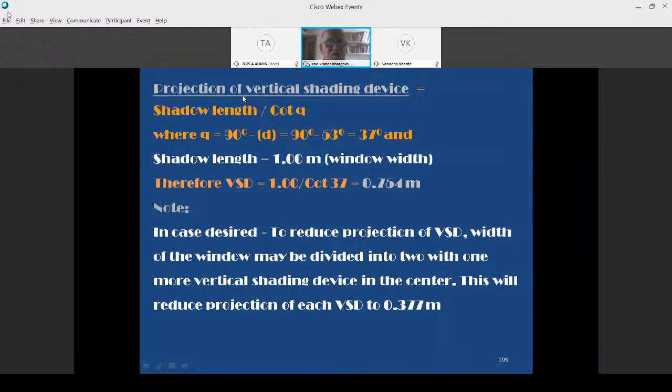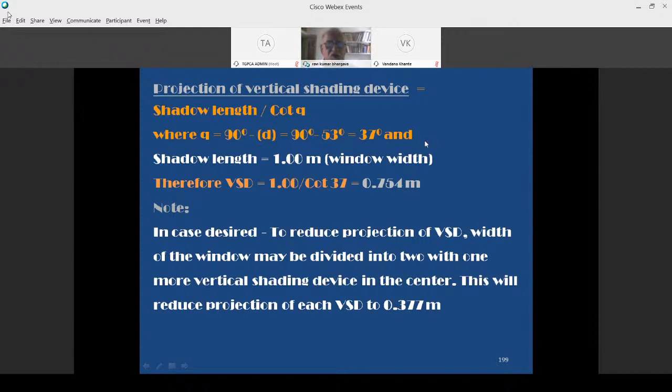Okay. Then, friend, the projection of the vertical shading device. Again, we have calculated the shadow length, the whole width of the window or half the width, that's up to us, divided by cot of theta, or Q. What have I told you? It is 90 minus delta. What is delta? The difference between wall azimuth and solar azimuth, that is the horizontal shadow angle. So 90 minus delta will give you the value of Q, that is 90 minus 53, 37 degrees.